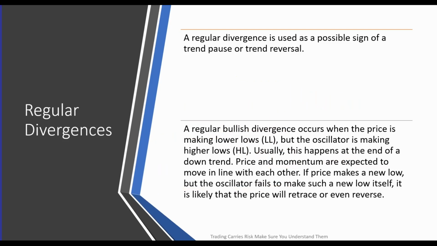And to be honest with you, I don't even know why they call it hidden. We could just call it alternate. So a regular divergence is used as a possible sign of a trend pause or a trend reversal. A regular bullish divergence occurs when the price makes lower lows, but the oscillator is making higher lows. Usually this happens at the end of a downtrend.